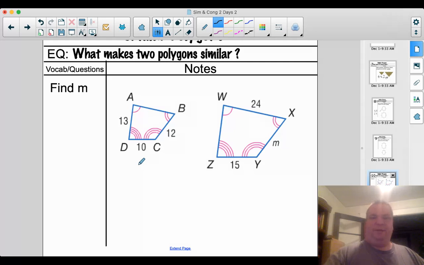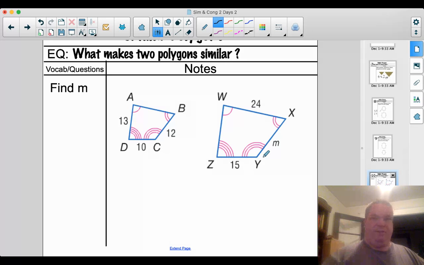All right, so here I have a case where I have two quadrilaterals that are similar. You notice I got these weird kind of arcs in the corners. What those mean is that these are the same measurement. So A and W, they have the single arc. Those match up. B and X match up. D and Z match up, and C and Y match up.